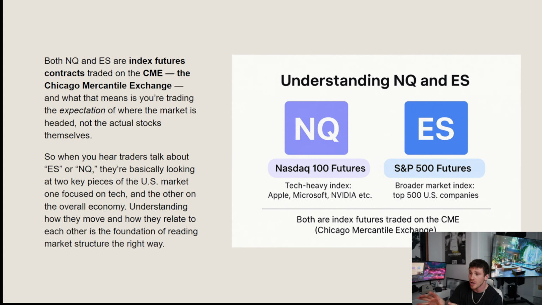So when you hear traders talk about ES or NQ, they're basically looking at two key pieces of the US market, one focused on tech, the other on the overall economy. Understanding how they move and how they relate to each other is the foundation of reading market structure the right way. You guys have to understand what NASDAQ and ES are. We just gave you a little bit of information there. It doesn't hurt to do a little more research, but this is the basic information that can help you understand what NQ and ES is. We're going to the next slide.